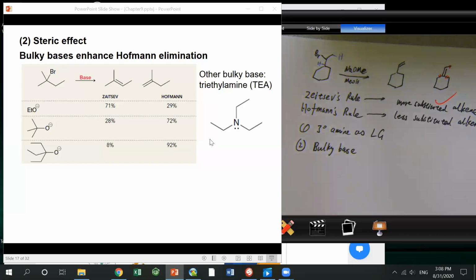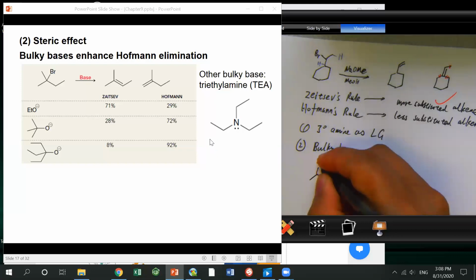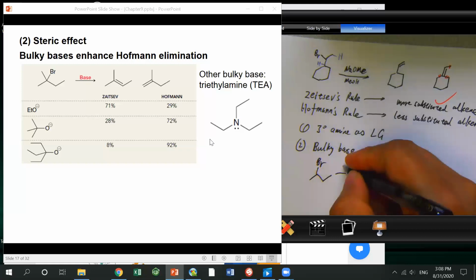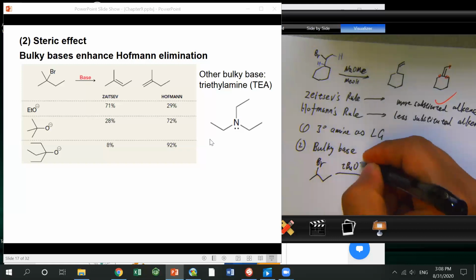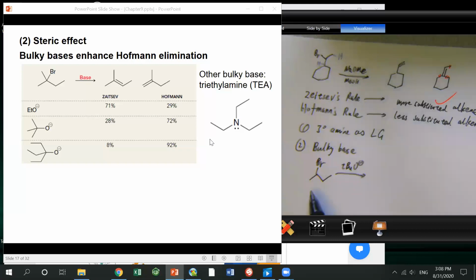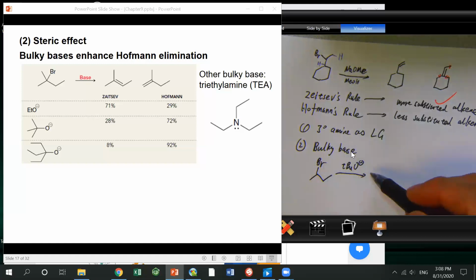Yeah, and let me give you another example. We have this 2-bromobutane as the substrate, reacting with t-butoxide. In this case, because t-butoxide is too bulky, the major product should be the terminal alkene, the least substituted one. This is the major, and the minor should be the internal alkene.